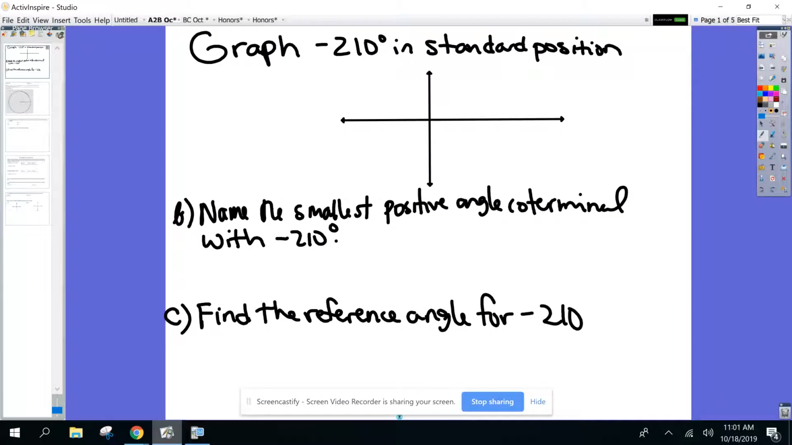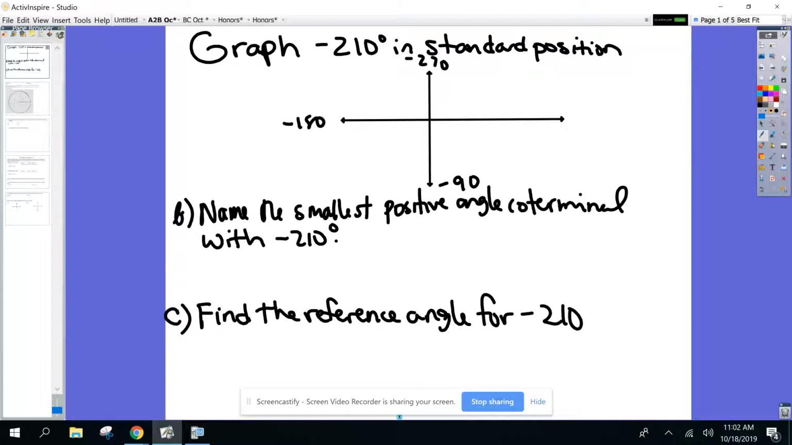Number 3, negative 210. In the second quadrant, correct. Didn't sound so confident then, but negative 90, negative 180, negative 270. Remember, when it's negative, I go clockwise.